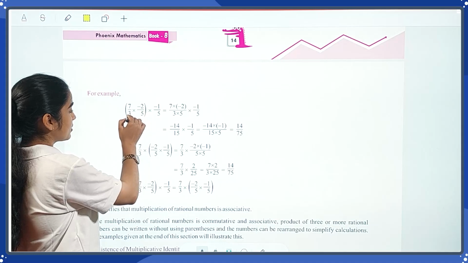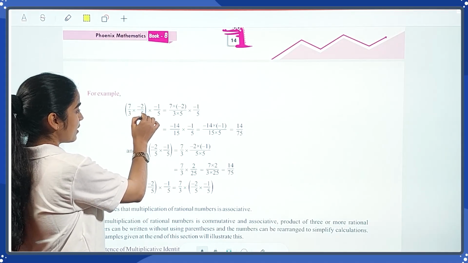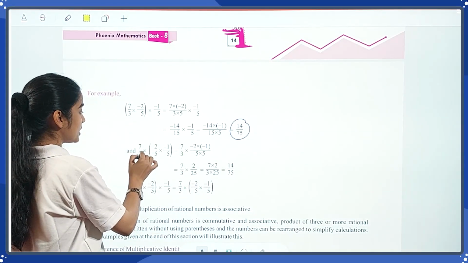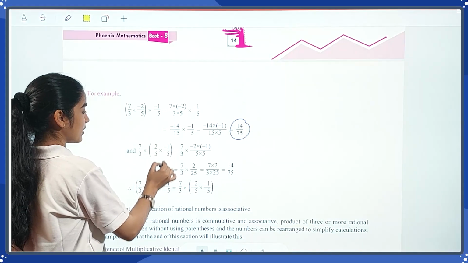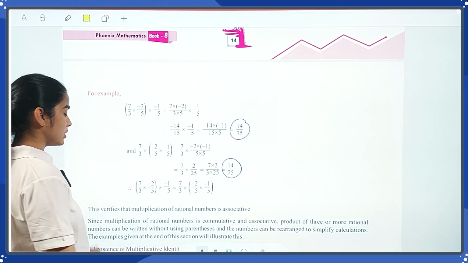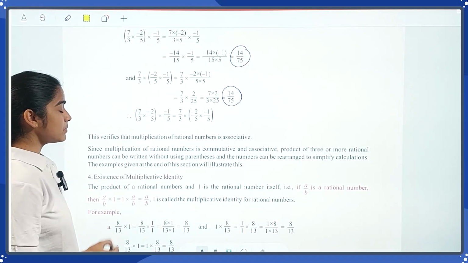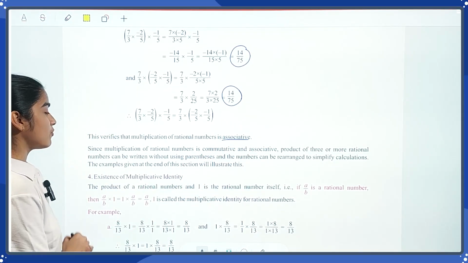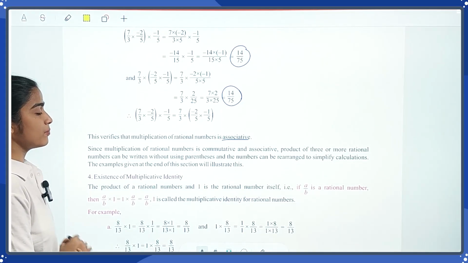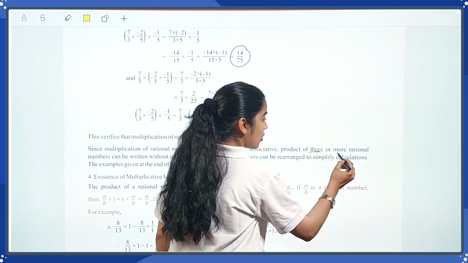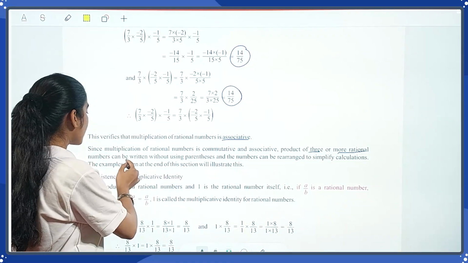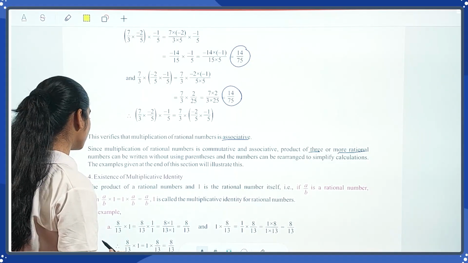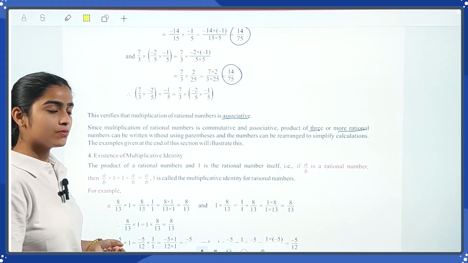7 multiplied by 7 by 3 multiplied by minus 2 by 5 multiplied by minus 1 by 5. The result is 14 by 75. Now we group 7 by 3 multiplied by minus 2 by 5 and minus 1 by 5. The result remains the same in both cases. This verifies that multiplication of rational numbers is associative. Since multiplication of rational numbers is commutative and associative, the product of three or more rational numbers can be written without using parentheses, and the numbers can be rearranged to simplify calculation. The examples given at the end of this section will illustrate this.